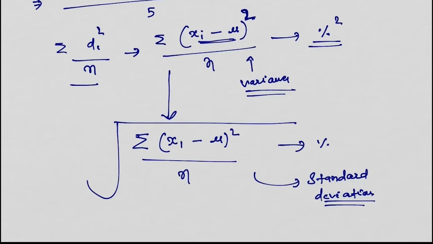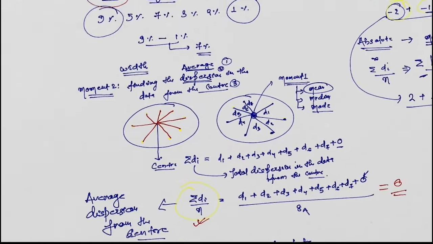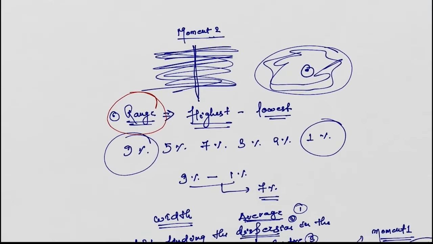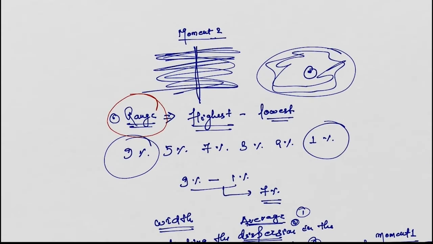If you look into the rhythm, we started the discussion of moment 2 with the dispersion, right? And we took a very naive measure. The measure was range. The problem with range was that it is a very simple measure. It is saying highest minus lowest, but moment 2 is not about highest minus lowest.